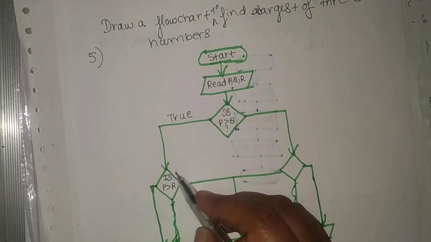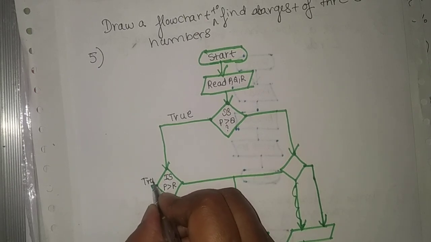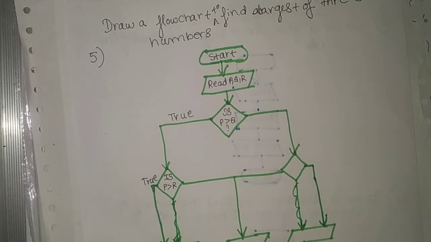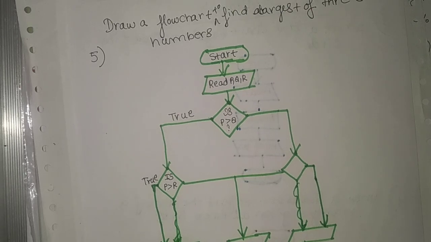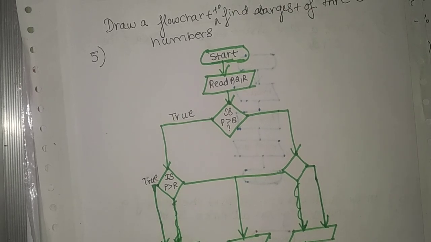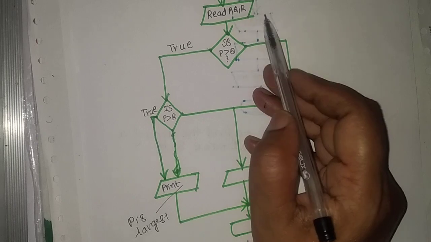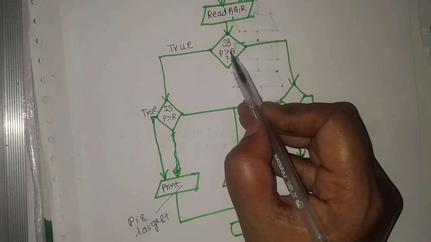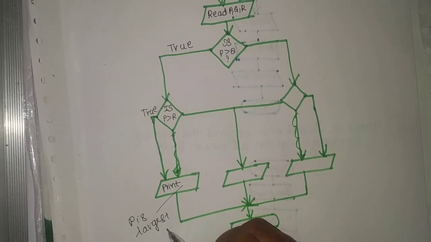So is P greater than Q? Yes means true. It comes here. Then again one more check is there. If it is true, that is P greater than R, then we'll print P is largest. Inside I'll write here P is largest. So to first start, read P, Q, R. Then we'll see P is greater than Q. It's true means it comes here. Is P greater than R? Then print P is largest.